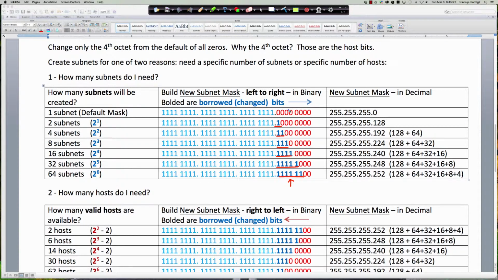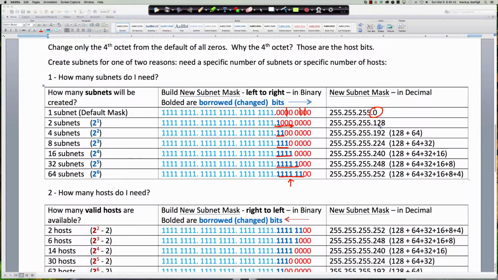We can't simply step in here and say, oh, I'm going to use that bit and this bit and maybe that bit right there. You can't jump around. When you're subnetting, it has to start from the left-hand side and then you work your way down to the right. And so we kind of talked about this in lecture.